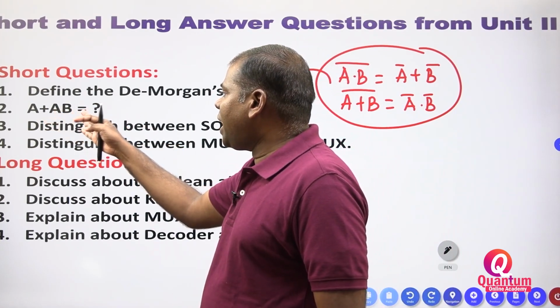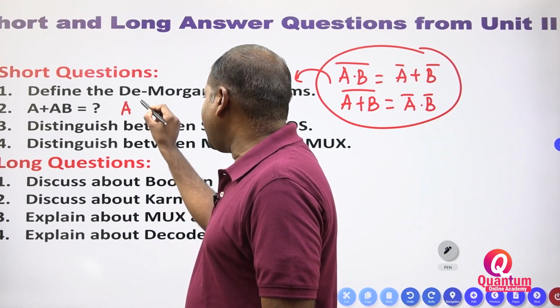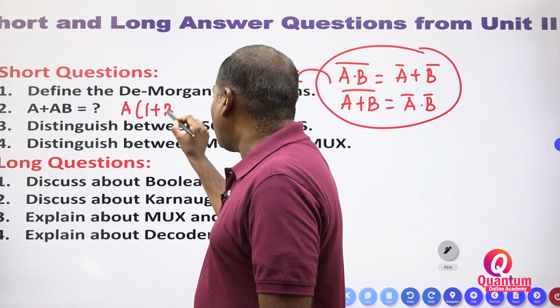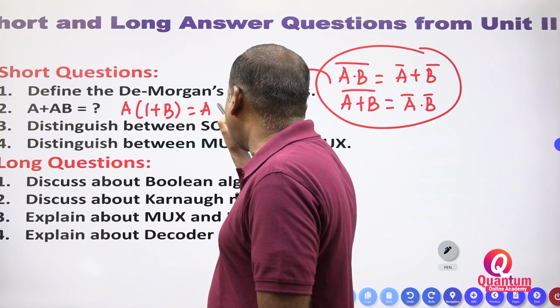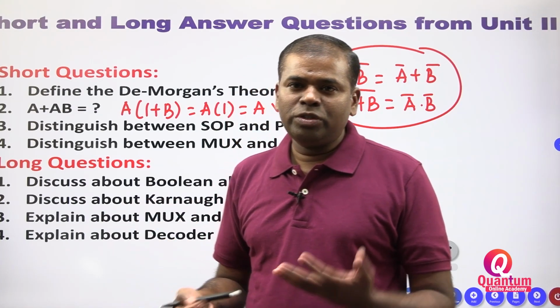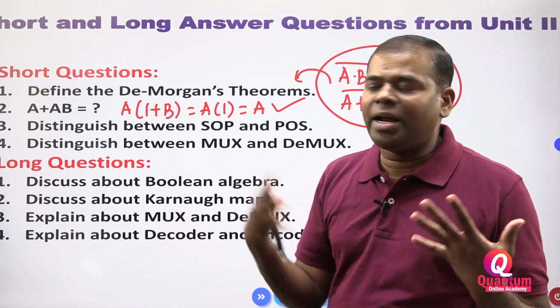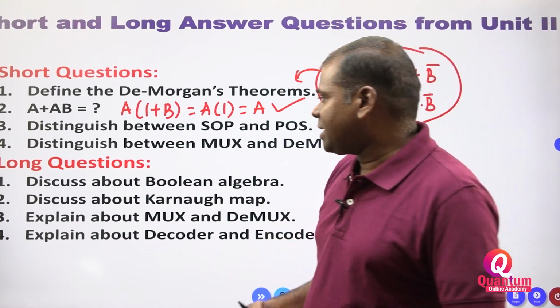Next, A plus AB is equal to how much? You take A common: A into (1 plus B). 1 plus anything is equal to 1. So A into 1 is equal to A. Like that you have to do simplification of Boolean expressions by using the Boolean theorems.